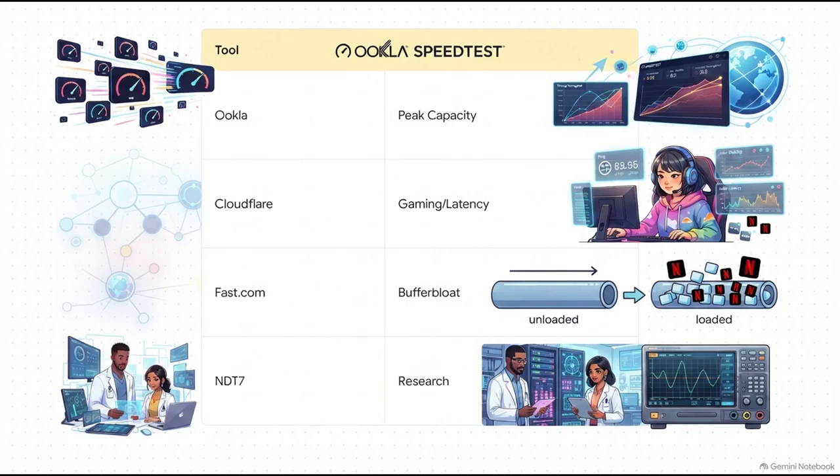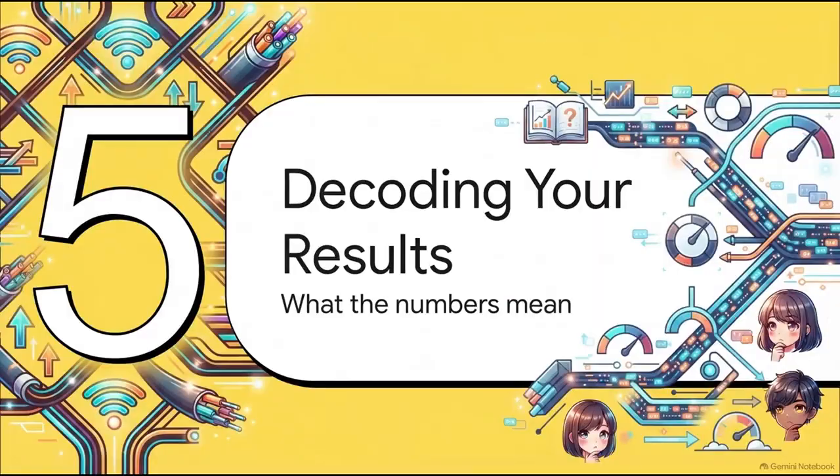If you're trying to troubleshoot gaming lag, you want to use Cloudflare because they give you incredible granular detail on jitter and latency stability. Try fast.com from Netflix if you want to quickly check for buffer bloat by comparing loaded versus unloaded latency. And if you really want to get into hardcore auditable network research, MLab's NDT7 is the tool you want.